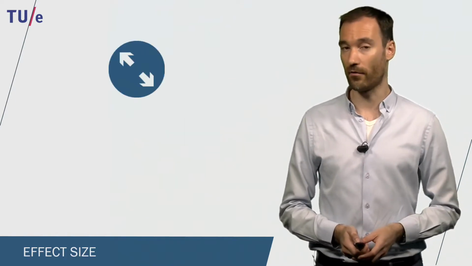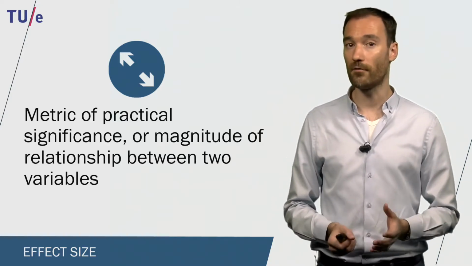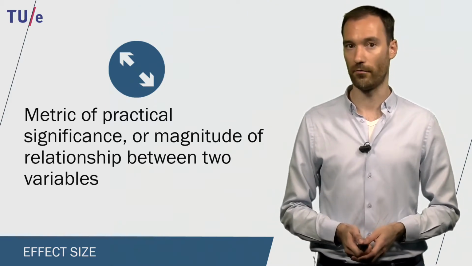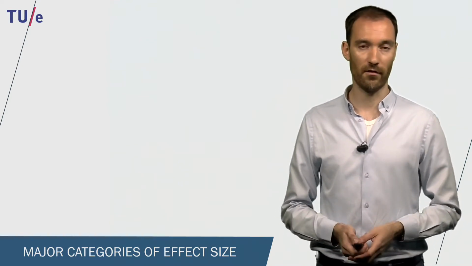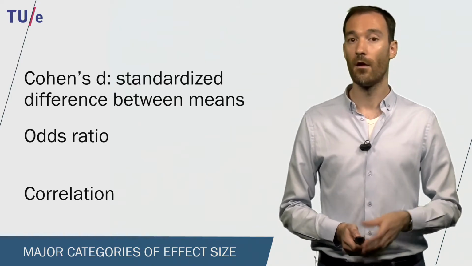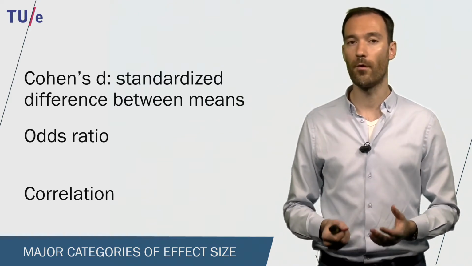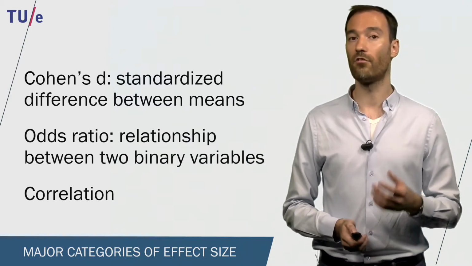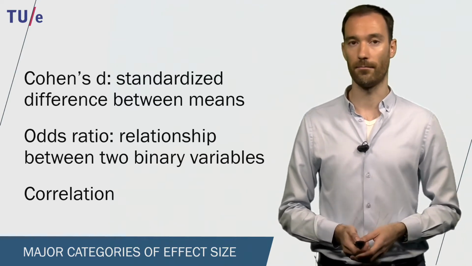Another way of assessing practical significance is by looking at effect sizes. An effect size is a metric of this practical significance, or the magnitude of the relationship between two variables. We categorize between three different types of effect size. These are Cohen's d, an odds ratio, and a correlation. A Cohen's d shows a standardized difference between means. Usually we use this when we make use of continuous data. The odds ratio shows a relationship between two binary variables. So here we make use of categorical data.